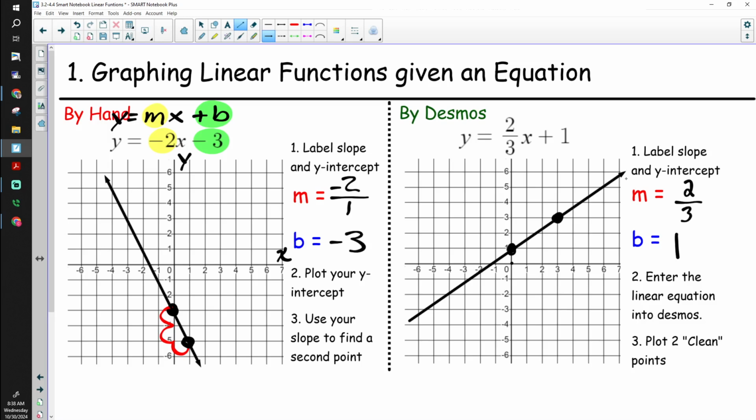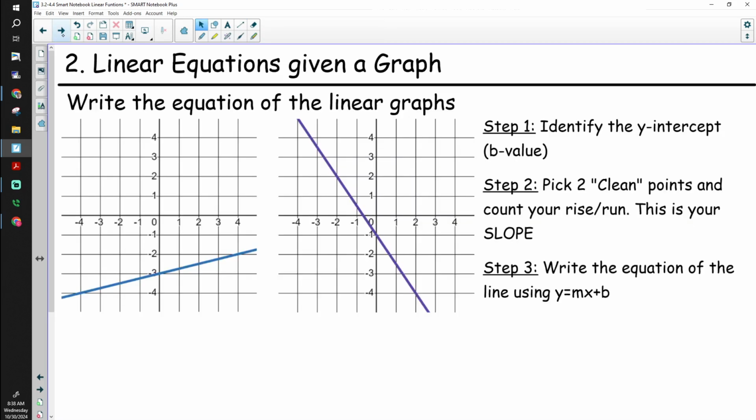Some of this is probably familiar. You've probably graphed straight lines before at some point. It might be a while. Okay. Now we're going to do the opposite. So you're given the equation and you graphed it. Now what are you given?